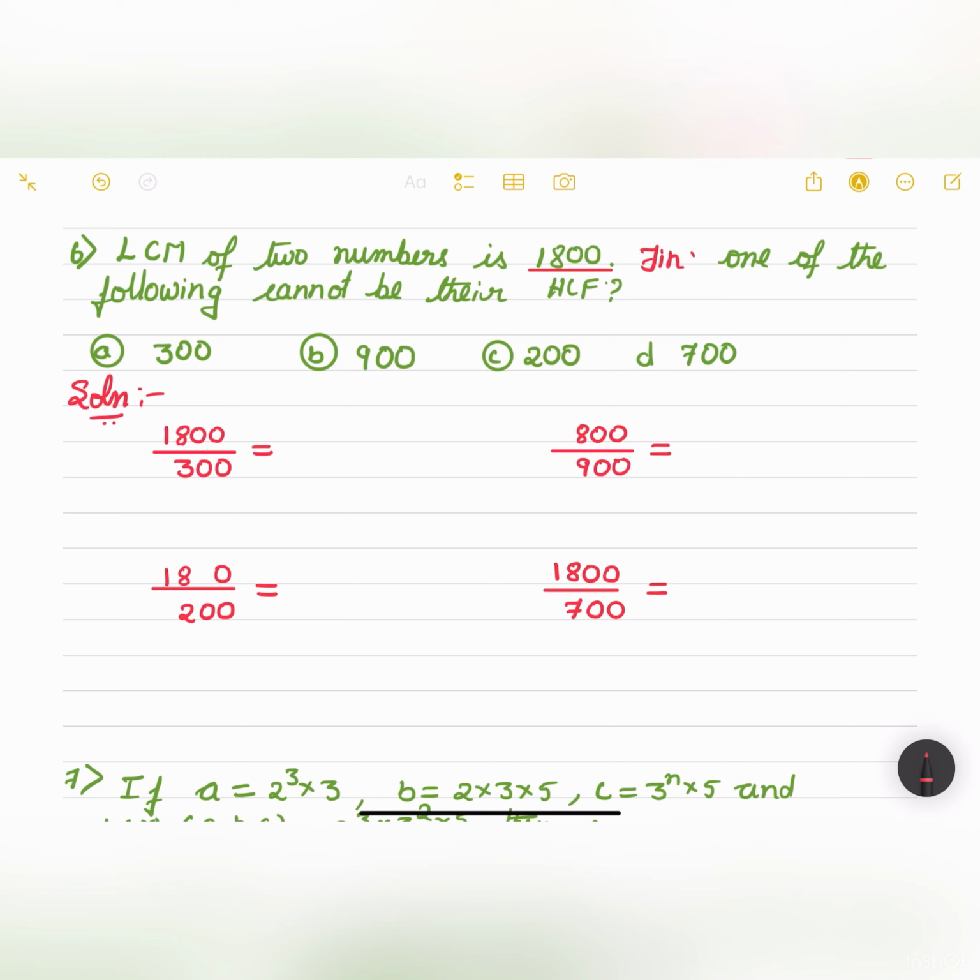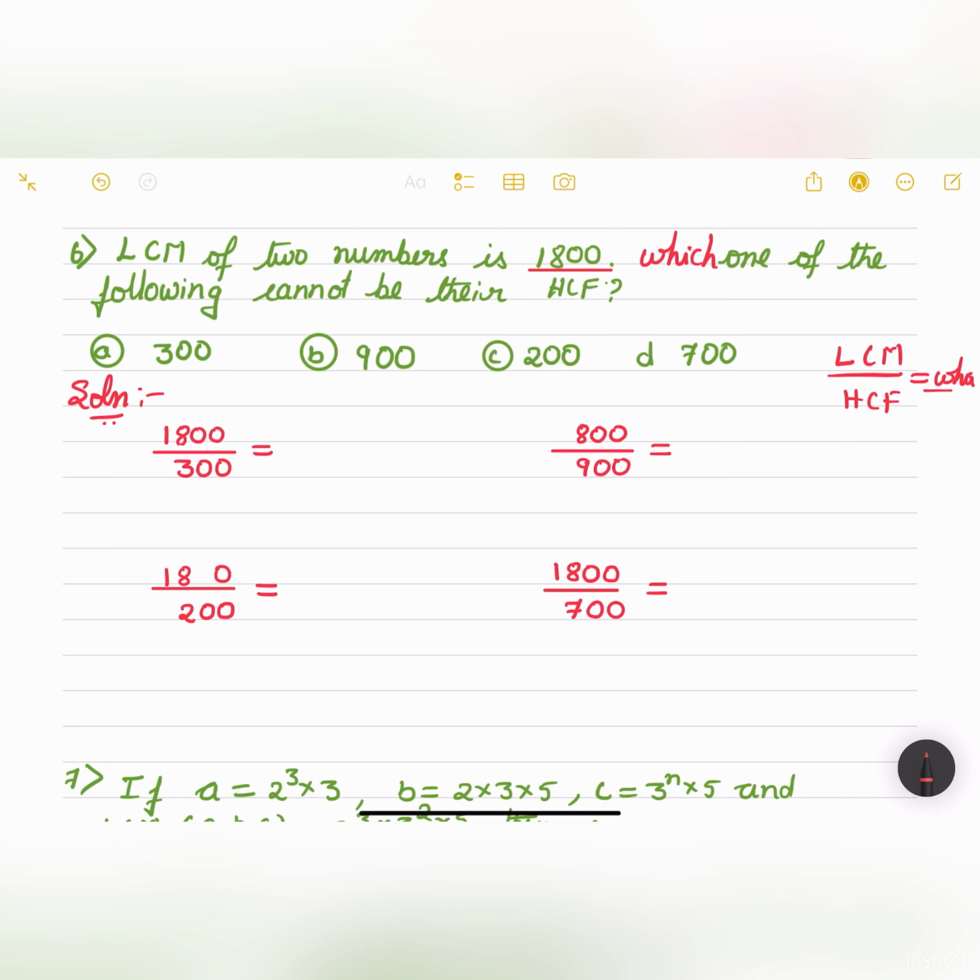Find one of the following. So not find, it is which one? Which one of the following cannot be their HCF? Now, which number can be HCF? First, let us find out which number can be HCF. That number which can divide LCM completely. So we have to get a whole number or a natural number.